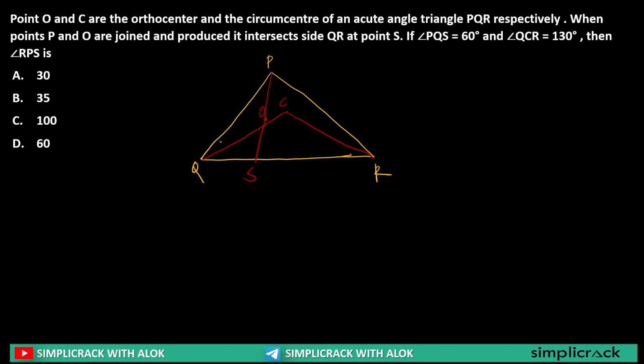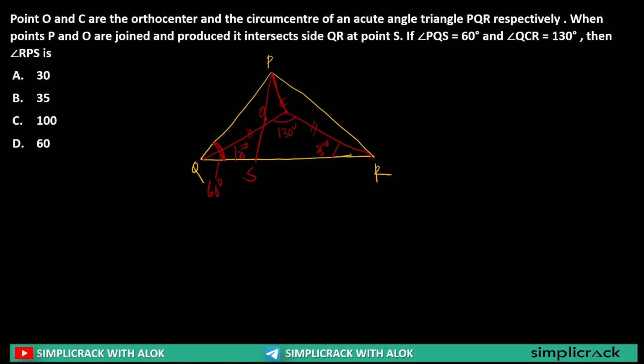Okay. Now the angle PQS, this whole angle is equal to what? 60 degree. And this angle QCR is equal to 130 degree. As you know, the circumcenter means QC is equal to QR. If QC is equal to QR and C is equal to 35 degree, then this angle is 25 degree and this angle will be 25 degree. Clear? Yes, sir, very clear.